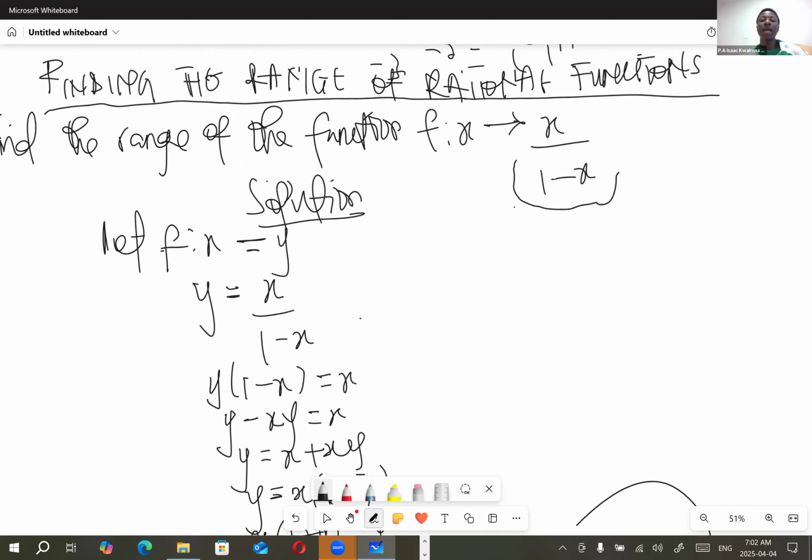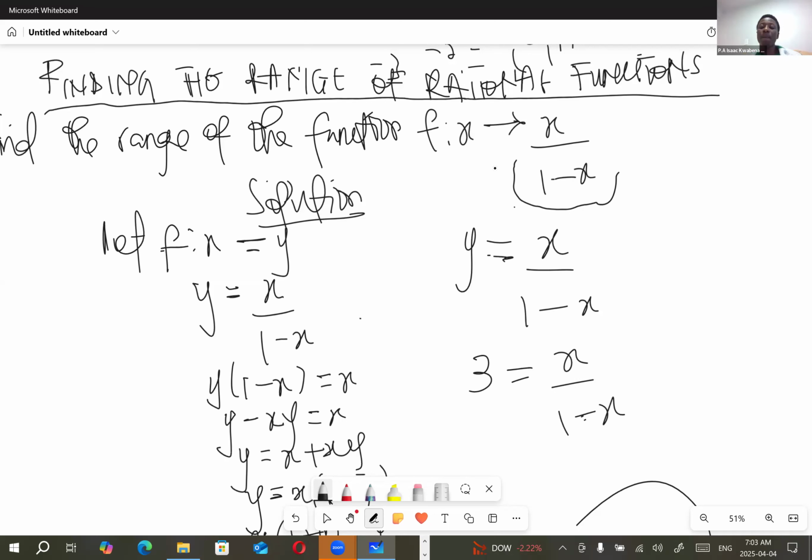Now, this one means y. So y is equal to x over 1 minus x. We are saying that any value you put for y, it will give you a value for x. Please, are you listening to me? We can think of one. Let's think of any number. Let's say 3. 3 will be equal to x over 1 minus x.